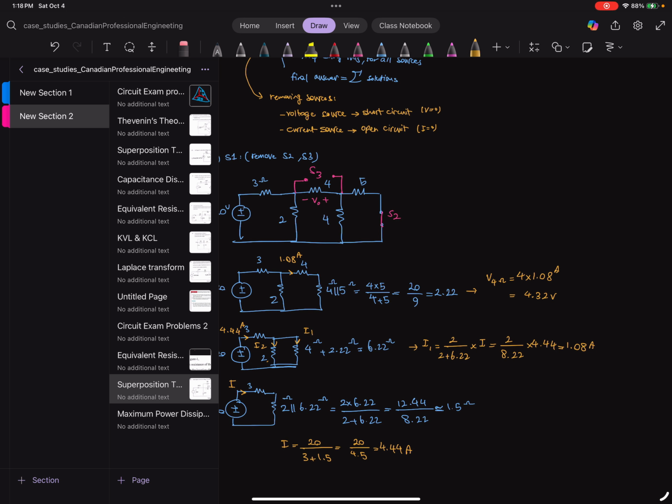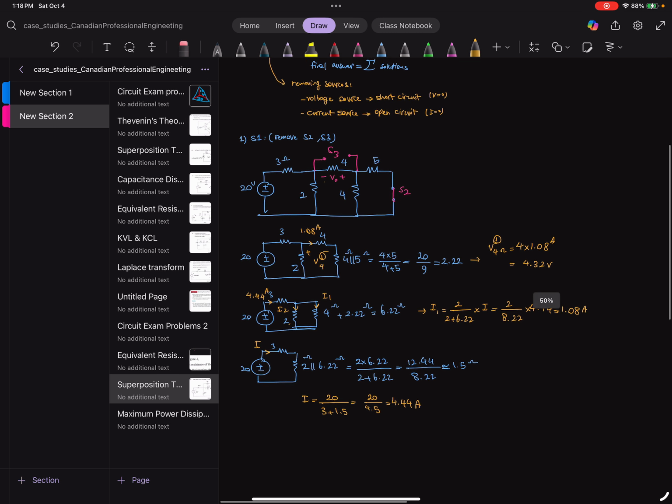Okay, but remember, this is V1. Just remember, when we add this, it's important because the current direction is that way, and this is the original one that is asking in the question.